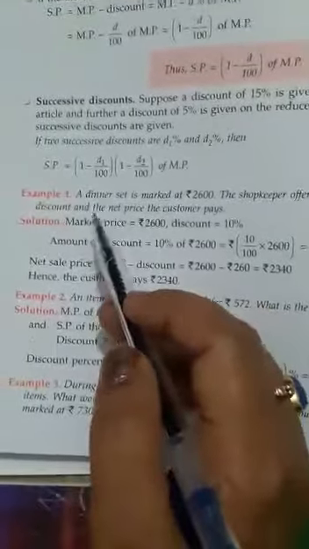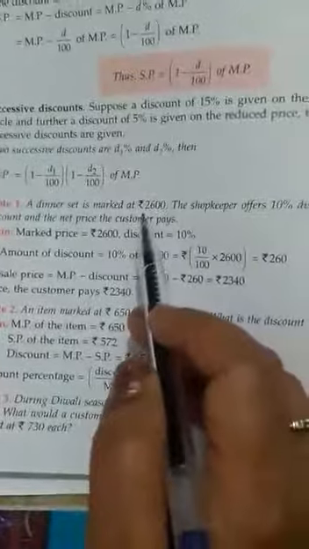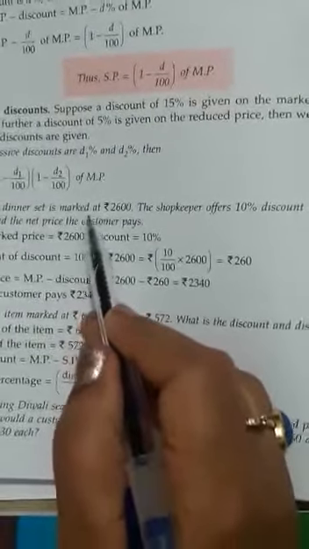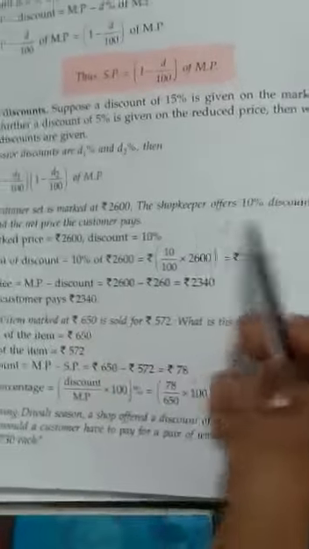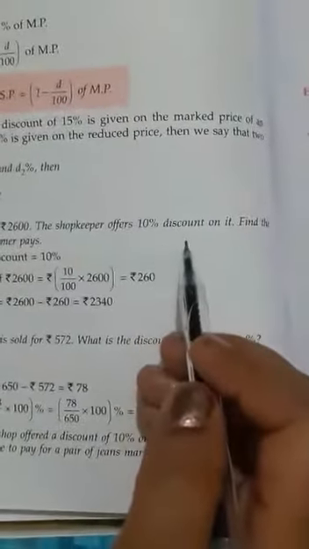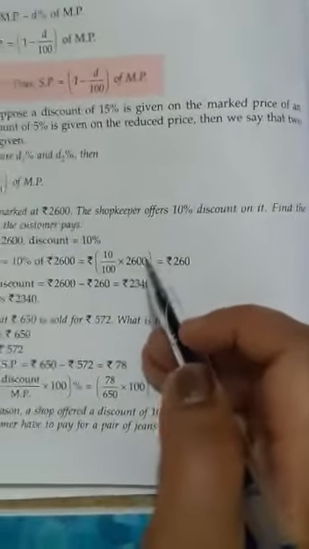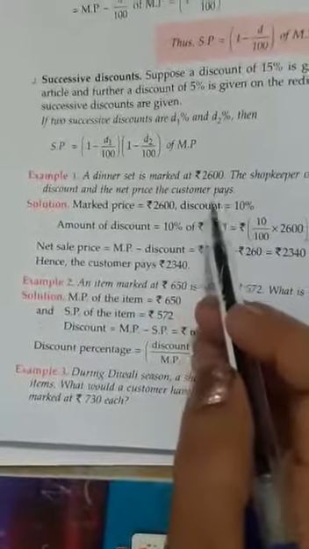Okay children, now I will explain by giving examples. Suppose a dinner set is marked at rupees 2600. So what is the mark price of the dinner set? 2600, and the shopkeeper offers 10% discount on it. So you feel very happy that you are getting 10% discount. You have to find the discount and the net price the customer pays.